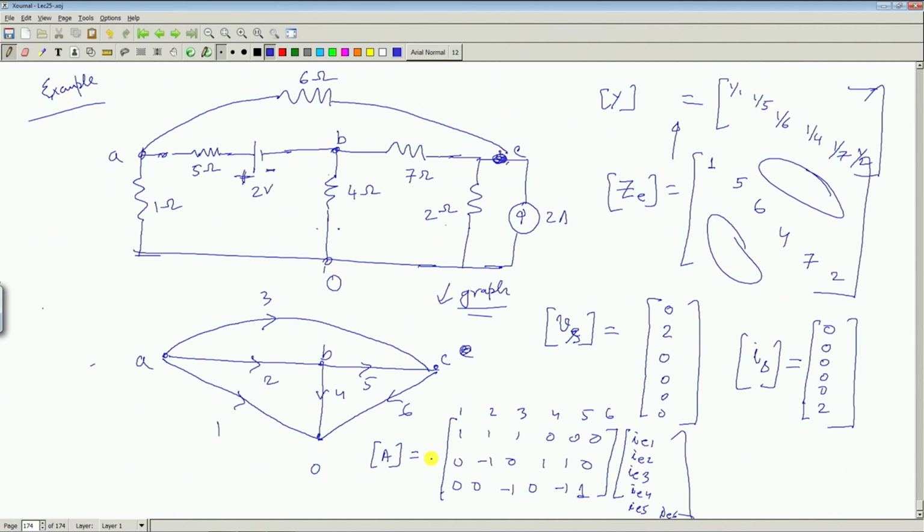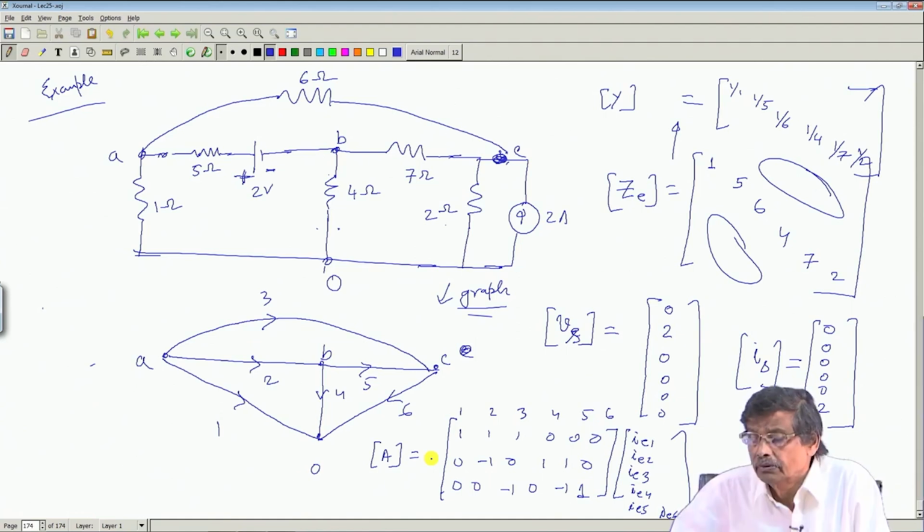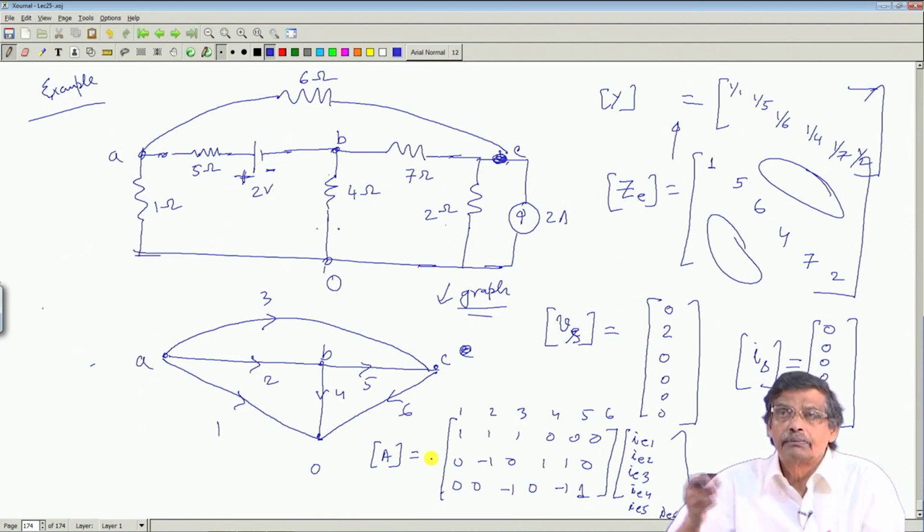So, I stop here today, and we will continue with this, that is the third method, which is called the cut set matrix method, and give you some examples.